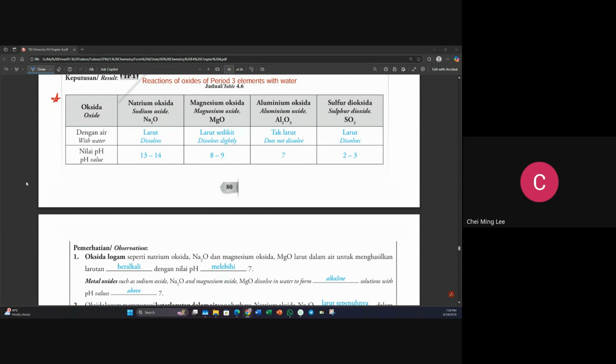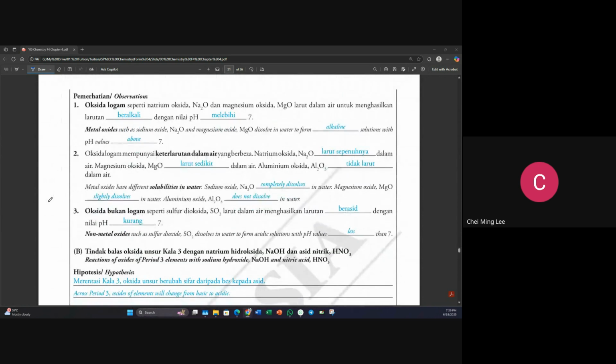Okay. Then let's see the explanation. So metal oxide like sodium oxide and magnesium oxide dissolve in water to form alkaline solution with pH value above 7. Then metal oxides have different solubility in water. Sodium oxide completely dissolves in water. Magnesium oxide is slightly dissolved in water, while aluminum oxide does not dissolve in water.